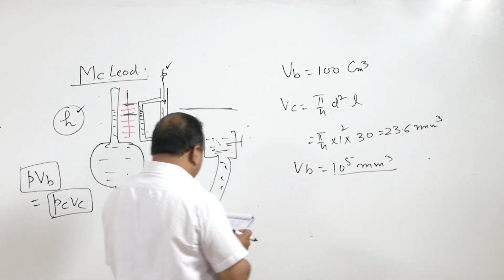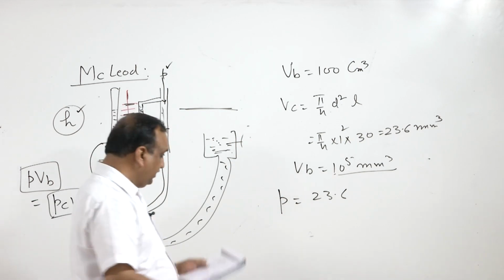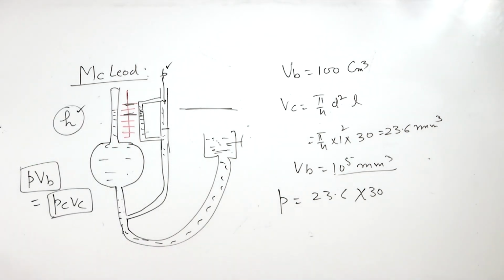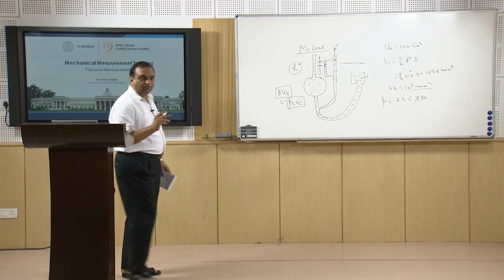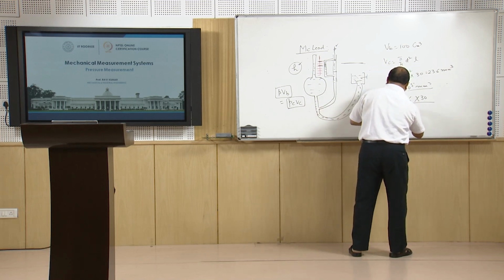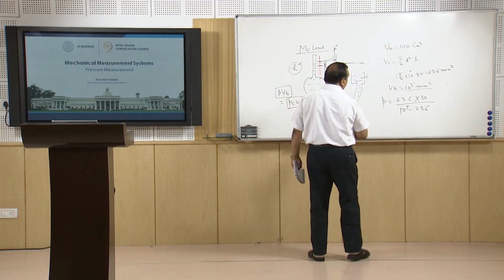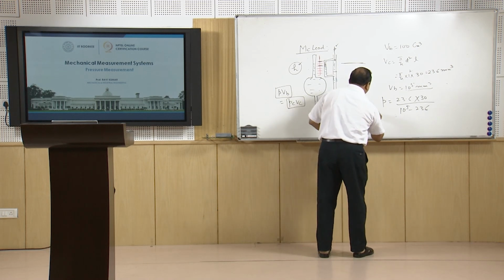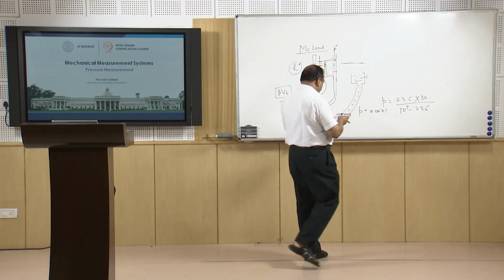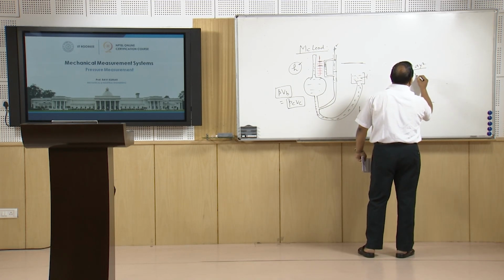Then the pressure is 23.6, the volume of the capillary VC, multiplied by 30, which is the height of the column, the reading of 30 mm, divided by VB, which is 10 to the power 5 minus 23.6, the volume of the capillary. Now if you solve this, we get the value of P as 0.0071 torr.